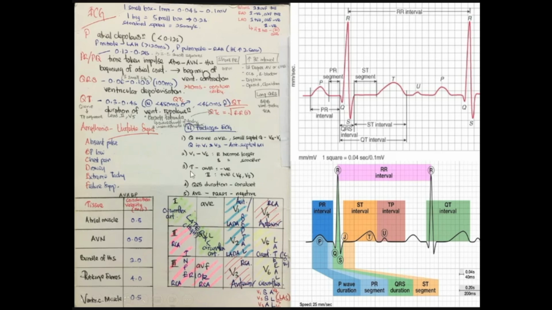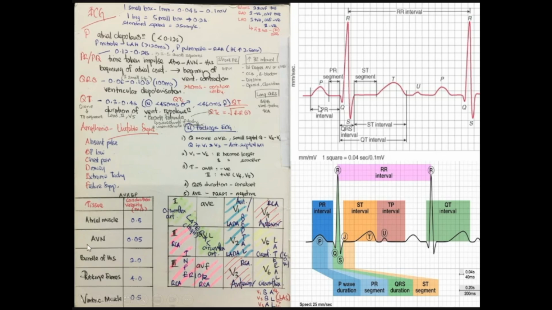You have a T wave. In AVR, your T wave will be negative, downward looking. It will be positive in lead 2 and V4, V5. QRS duration is always constant in a normal ECG.